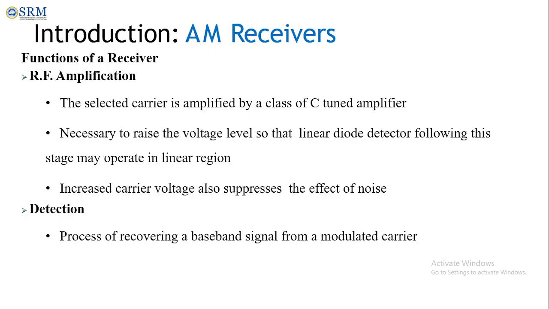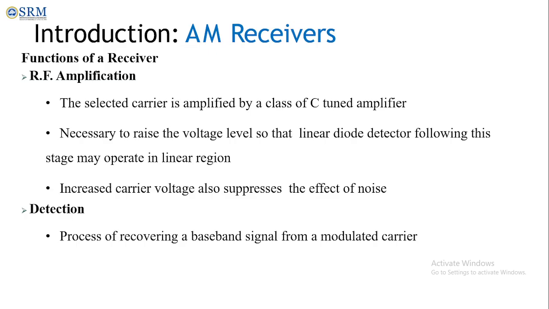Next, we perform RF amplification. After the selection process, the selected carrier frequency is amplified using a class C tuned amplifier. The necessity of this amplification is to raise the voltage level so that the following stage can operate in the linear region. We improve the voltage level and increase the strength of the signal. By this, we increase the carrier voltage, which helps suppress the effect of noise.